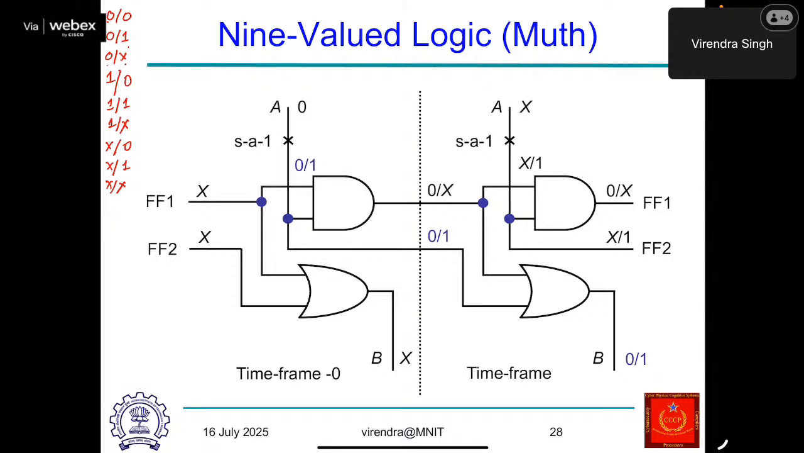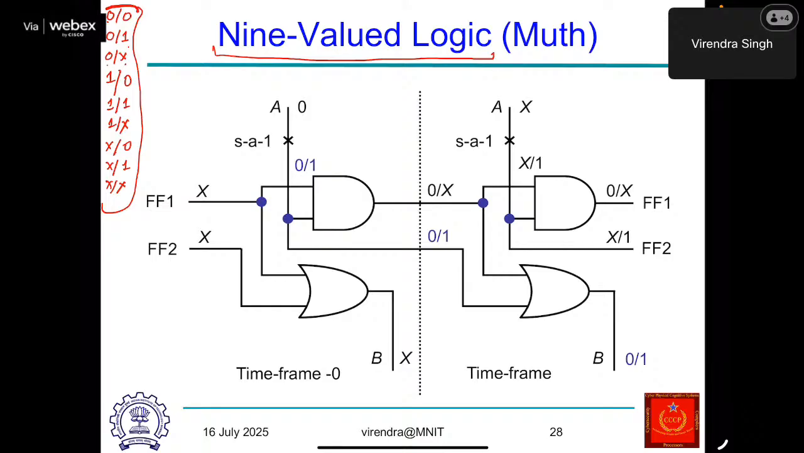Now, rather than making the five valued logic, if I use all these nine values, then let's check whether we can detect this particular fault or not. And luckily we can. So therefore, the five valued logic, which was sufficient for test generation for combinational logic, is not sufficient for sequential logic, and we have to augment from 5 valued to 9 valued if we go for sequential test generation.